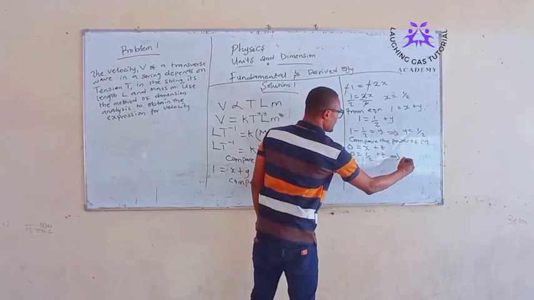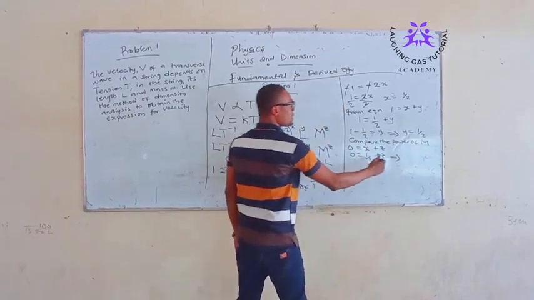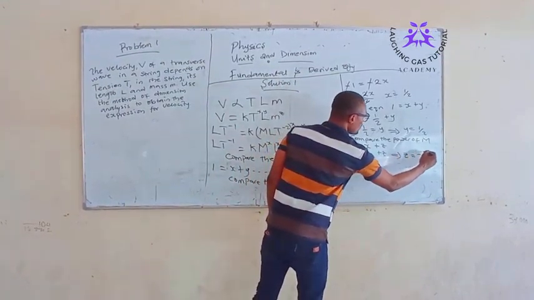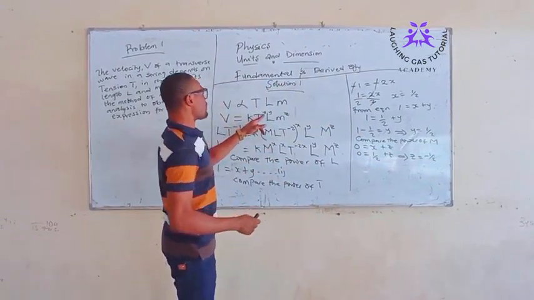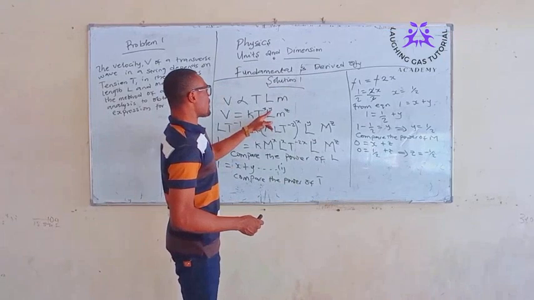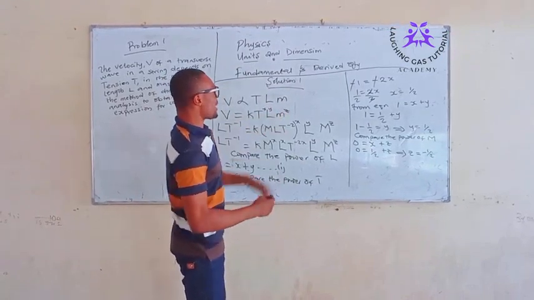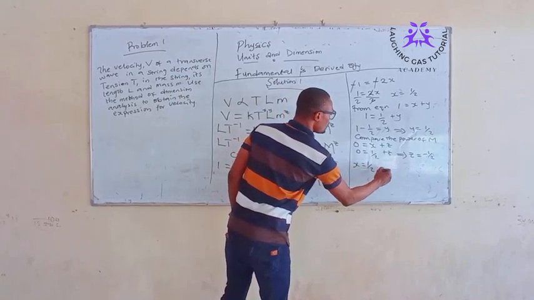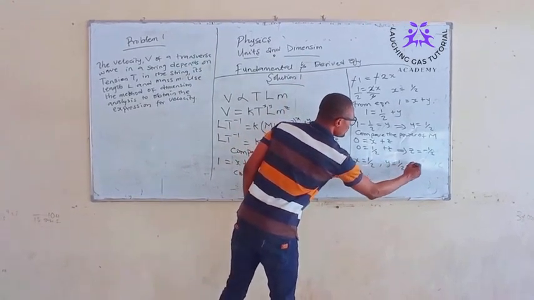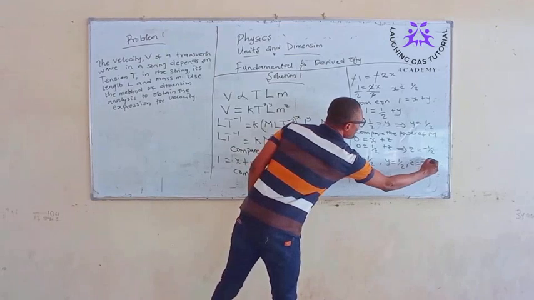By the time I make z subject of the formula, when this half crosses, I'll now have that z is equal to negative half. So remember, I've gotten the value of my x, I've gotten the value of my y, I've gotten the value of my z. So my x, let me reiterate, is 1 over 2, my y is 1 over 2, and my z is negative 1 over 2.